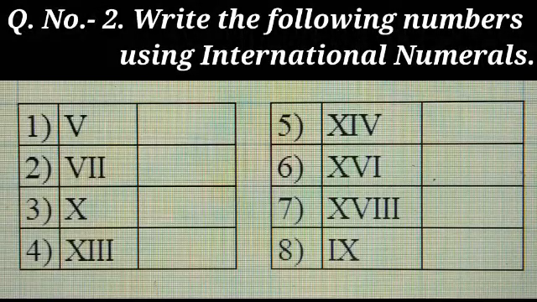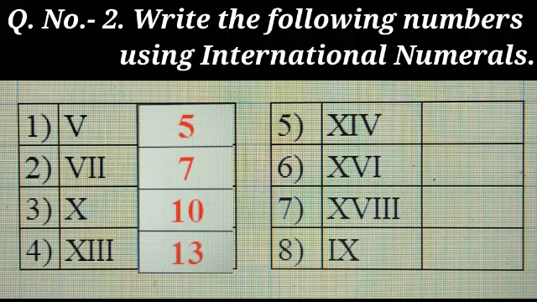Now let's move to our second question: write the following numbers using the international numerals. Here the Roman symbols are given, and just beside them you have to write the international numbers, meaning our counting numbers. V means 5, V double I is 7, X is 10, XIV is 14, and X triple I is X plus 3, meaning 10 plus 3, that is 13. Now the remaining 4 Roman numerals you have to convert into international numbers. That is very easy, you can definitely do it.